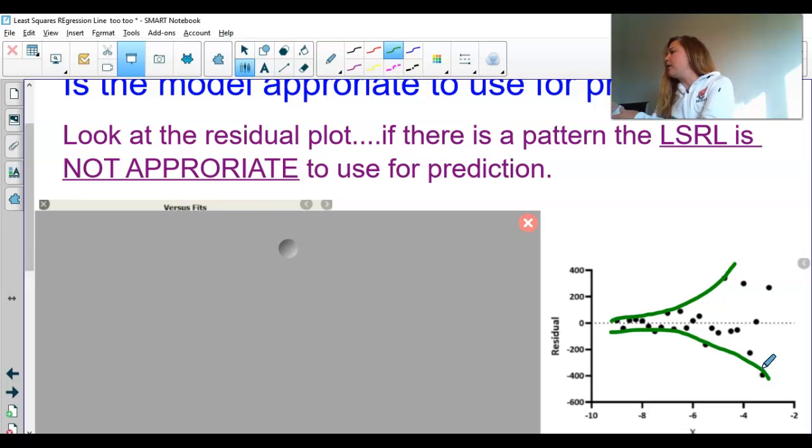Think of it back when you were a little kid and you would make these fans, maybe you still do, I don't know. My daughter loves to make these though. It's got this real thin part and then it fans out. That's not okay in statistics.